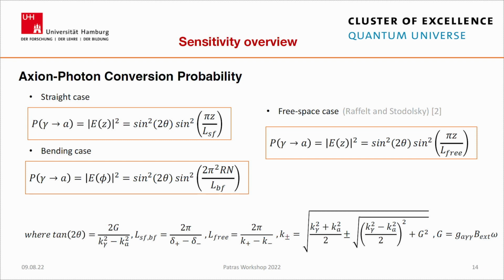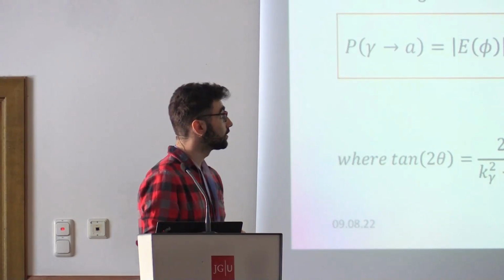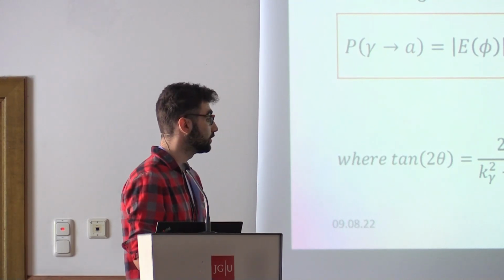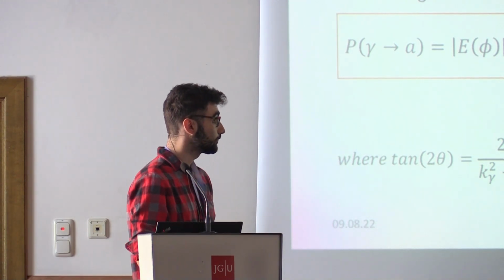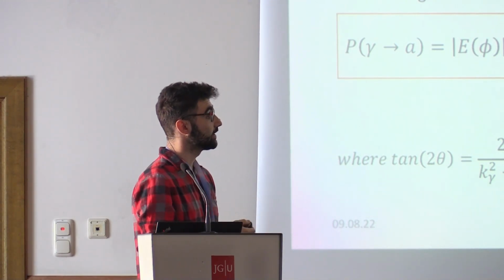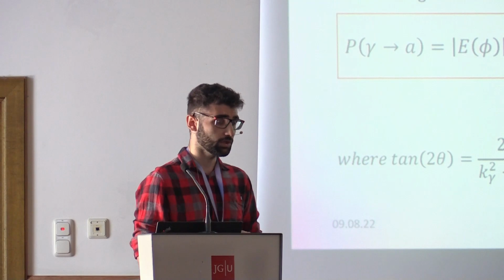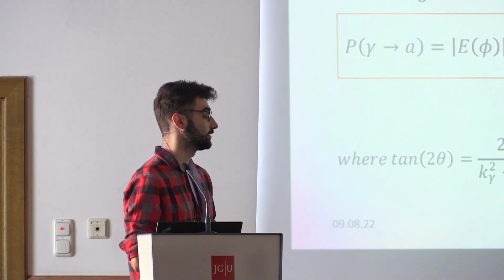And then the second term is an oscillating term and basically depends on the ratio of the propagation distance in the straight case divided by the oscillation length. Or in the bending case, it's the ratio of the radius of curvature divided by, again, the oscillation length. In the case of the fiber, the oscillation length is inversely proportional to the difference of the modes of propagation of the, let's say, rotated fields. While in free space, this oscillation length is inversely proportional to the difference of the wave momenta of that rotated field.